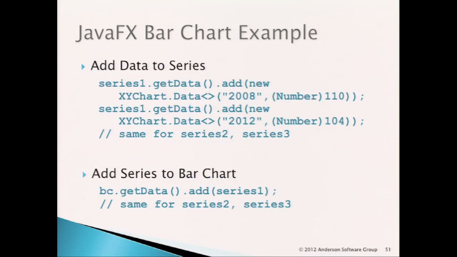The next thing we have to do, after we create the series, is add it to the bar chart. So we're going to call getData with Series 1, Series 2, and Series 3. I'm just going to show Series 1 here. And this is where we actually specify what the XY chart data is. So you'll see that the string is going to be the year. That would be 2008 or 2012. And then the number is going to be the number of medals, the same thing we had in the pie chart. So we're showing you how to do that with Series 1, and the same code would be for Series 2 and Series 3.